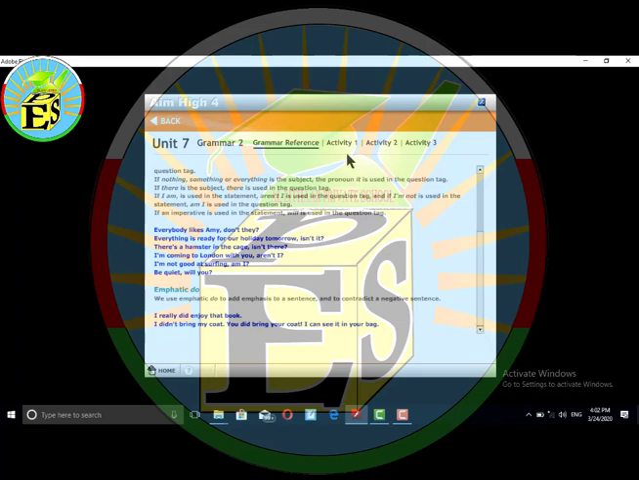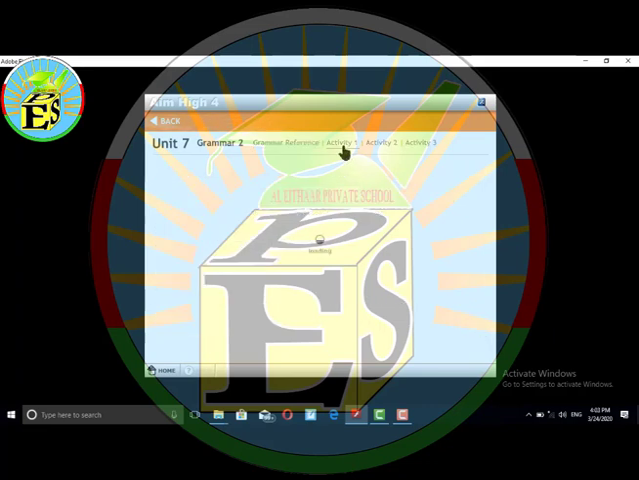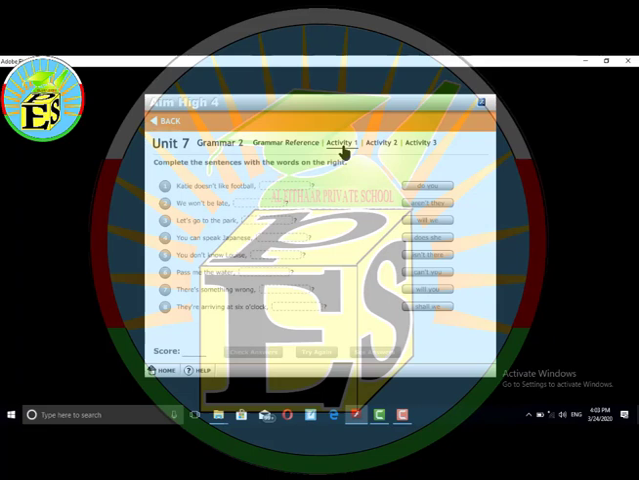Okay, so now go to exercise number 1, or activity 1, as a practice on the question tags. Complete the sentence with the words on the right. He gives us statements, sentences here from 1 to 8, and he wants us to make a suitable question tag for them. We will choose from the question tags here on the right, then drag the correct one to put here in this box.